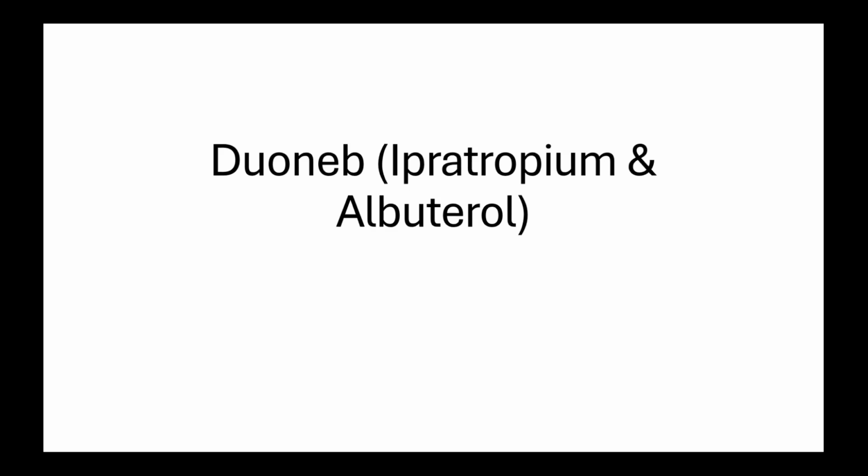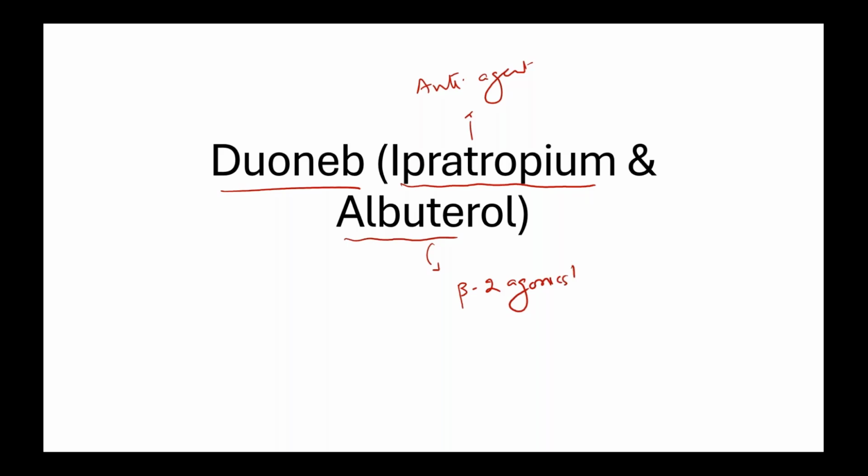Today we'll learn about the drug called Duoneb. It's a combination of ipratropium and albuterol, and we use this drug commonly in the inpatient setting as well as outpatient. Ipratropium is an anticholinergic agent, and albuterol is a beta 2 agonist.